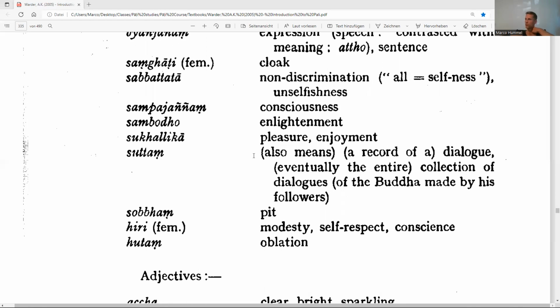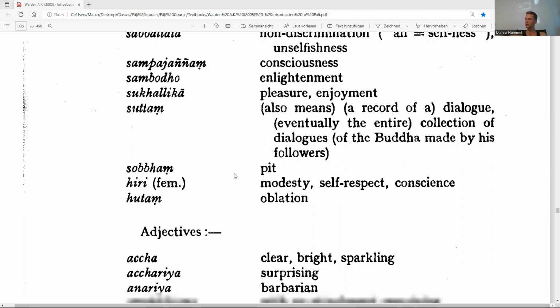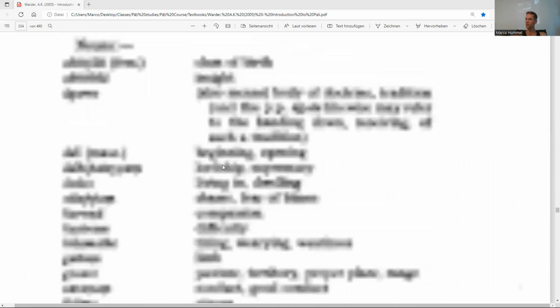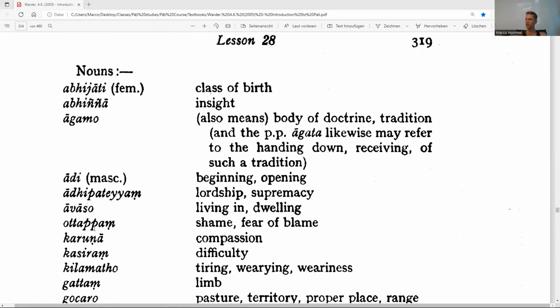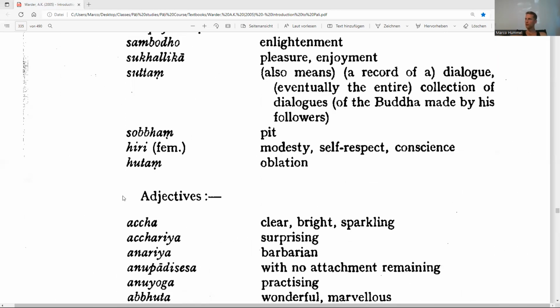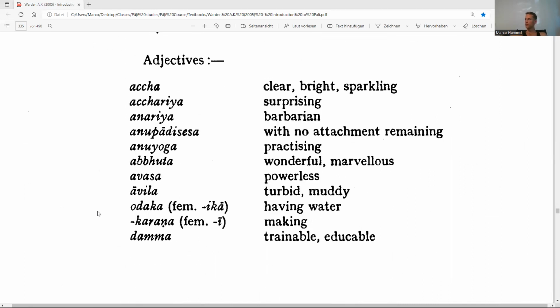Sukhallika, pleasure, enjoyment. Suttang also means a record of dialogue, eventually the entire collection of dialogues of the Buddha made by his followers. Sobbhang, pit. Hiri, modesty, self-respect, conscience. Like we had Ottappa before, they usually come together. Hiri and Ottappa, shame and fear of blame. Then huttang, oblation. And a few adjectives. Accha, clear, bright, sparkling. Acchariya, surprising.